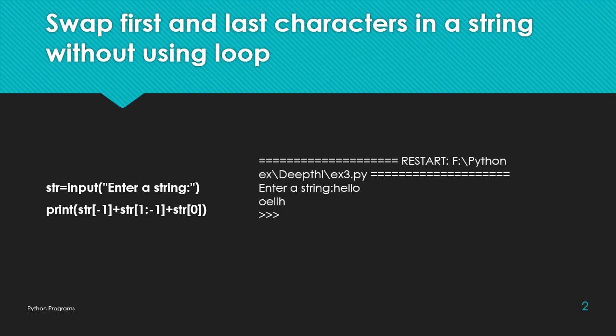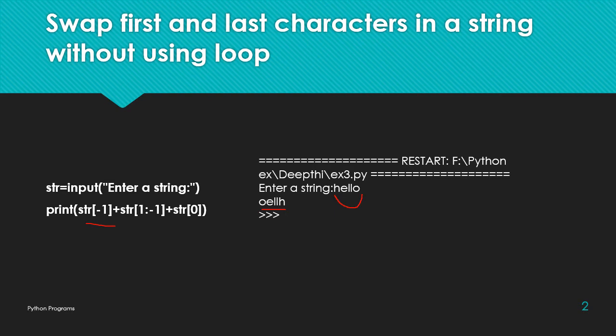If the user entered the string hello, we are swapping the characters. The first character is h and the last character is o. We are swapping those two characters and displaying. For that, what we are doing? Initially, what is to be displayed? The last character. To extract the last character, what can be used?